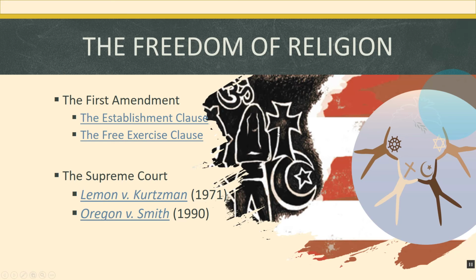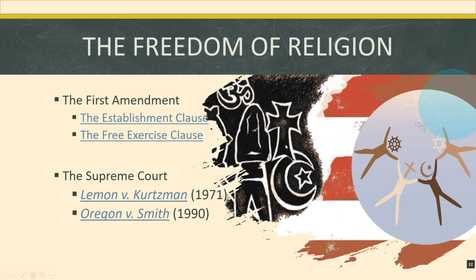To translate this constitutional parlance into modern conversational English, the Establishment Clause basically says that the government can't force you to practice one religion, whereas the Free Exercise Clause says it can't prohibit you from practicing another. Establishment Clause, I can't make you join my religion. Free Exercise Clause, I can't prevent you from participating in yours. And these are the cornerstones of religious liberties in our country.